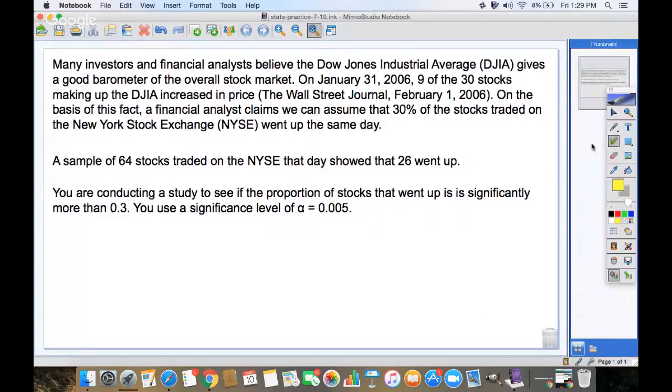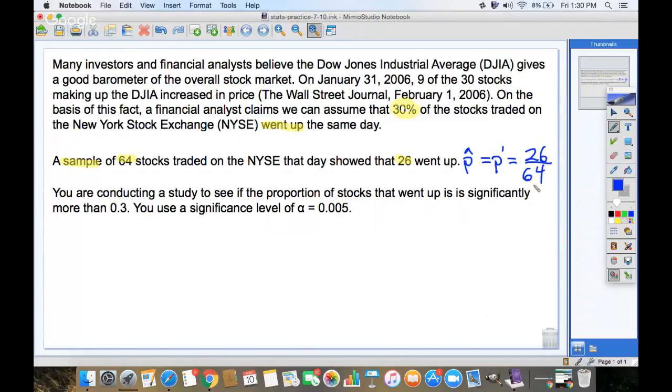Let's get a highlighter. So 9 out of 30 stocks increase, so that's some basic information. And then a financial analyst wants to assume that 30% of stocks traded on a particular day increase in value, right? So they went up. We have a sample, and in that sample of 64 stocks, 26 went up. So what that means is our sample proportion, that's what we call either P hat, sometimes it's called P prime, is 26 out of 64.